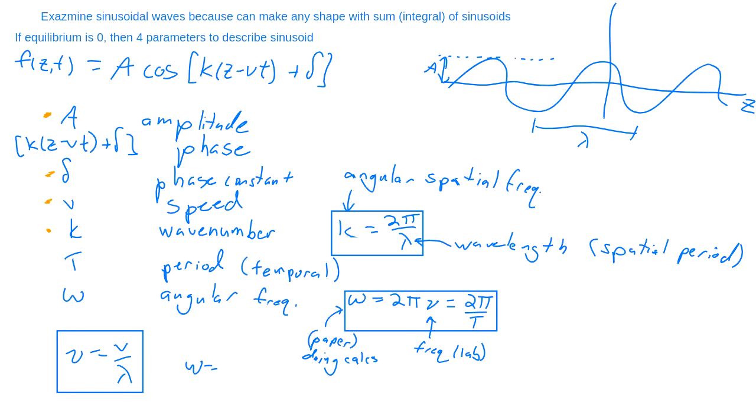So I'm just going to rewrite this here, 2 pi nu, which is equal to 2 pi v over lambda. And then I can just shift this, so it's 2 pi over lambda times v. And we know what 2 pi over lambda is. That's just k. So actually, this is another useful way to write this. Omega is equal to k times v.